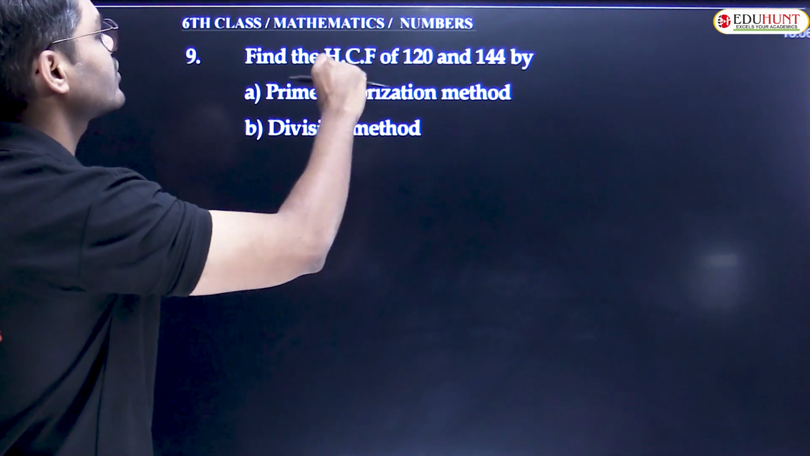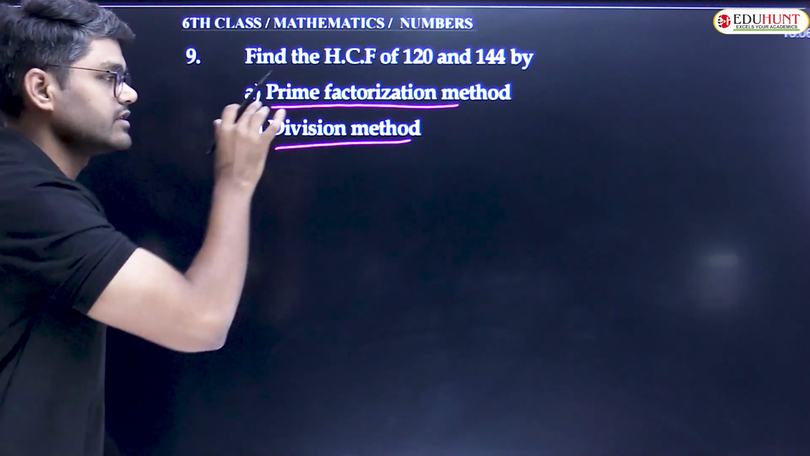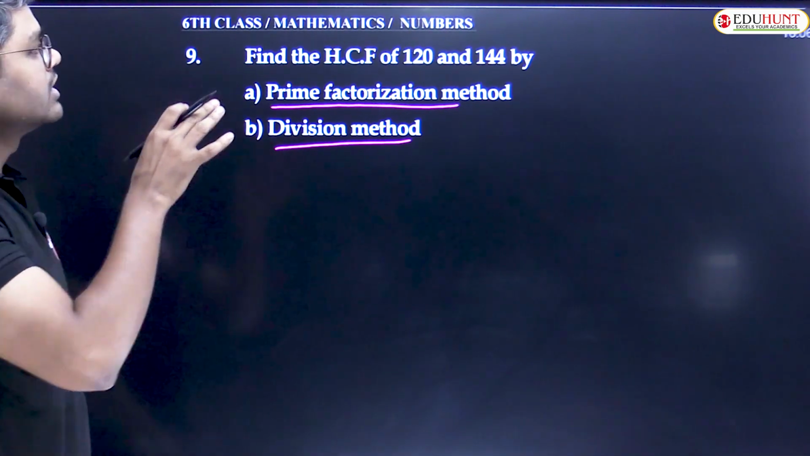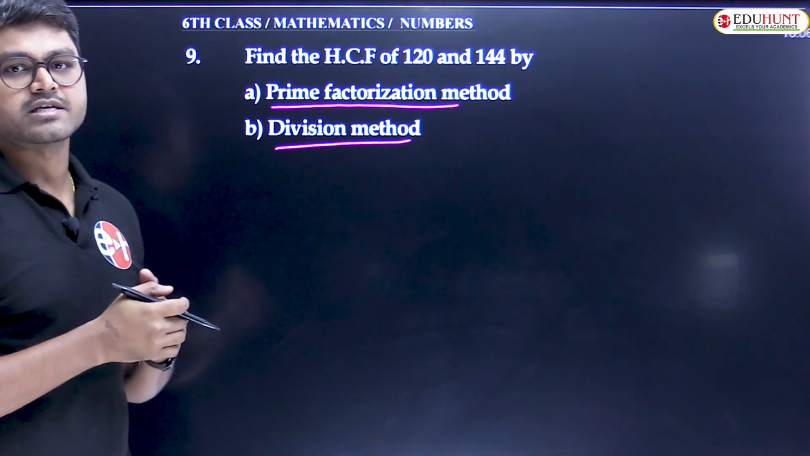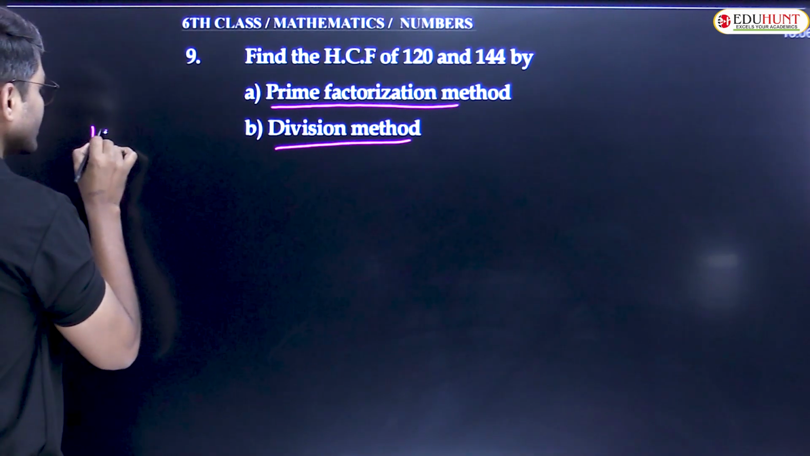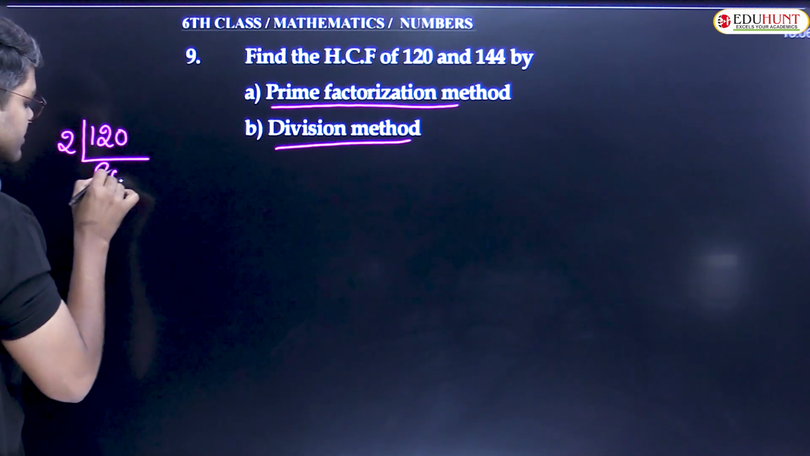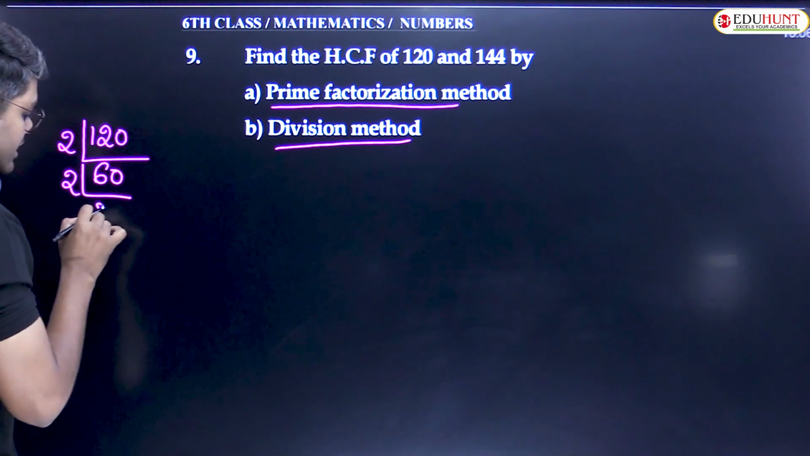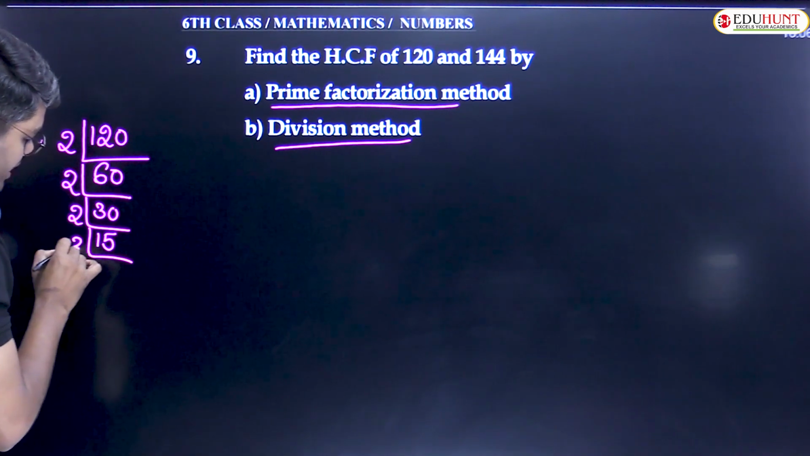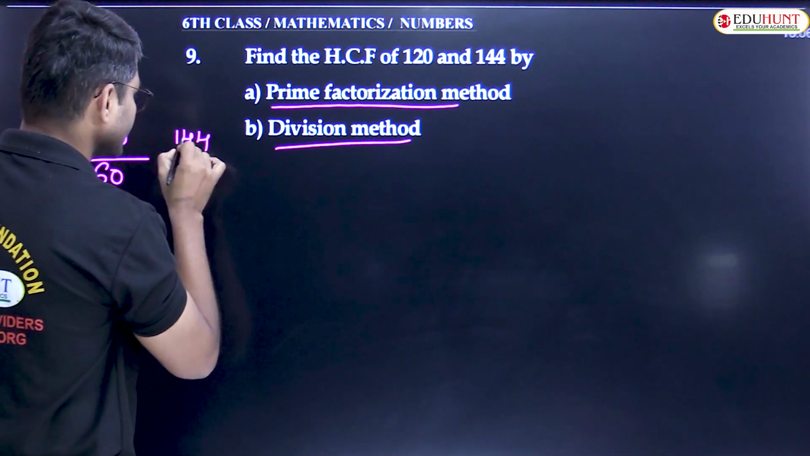Find the HCF of 120 and 144 by the prime factorization method and the division method. First, we take the prime factorization method. How do we find the HCF of any two given numbers using prime factorization? First, we find the prime factors of the given numbers. Let's take 120 here. 120 is written in this manner: 2 60s, 2 30s, 2 15s, 3 5s. And 144 can be written in this manner.